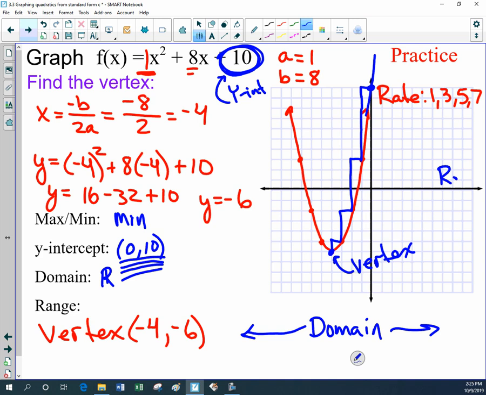The range is how far the graph is going up and down. So the graph starts here at 2, 3, 4, 5, 6. Okay, so we're at -6. And from -6, it's going to go up infinitely. So the range is -6 to positive infinity.